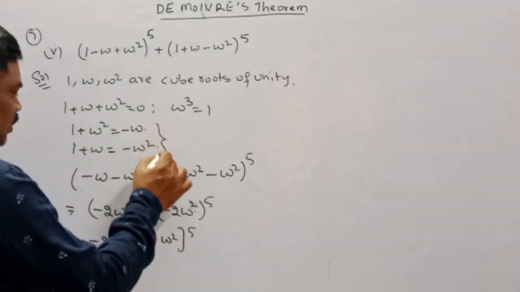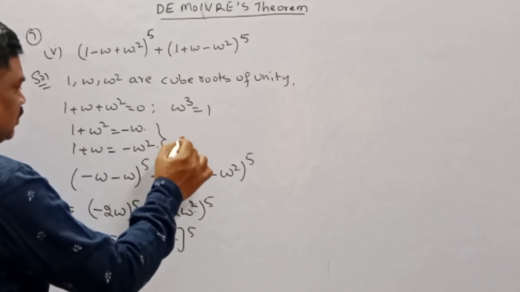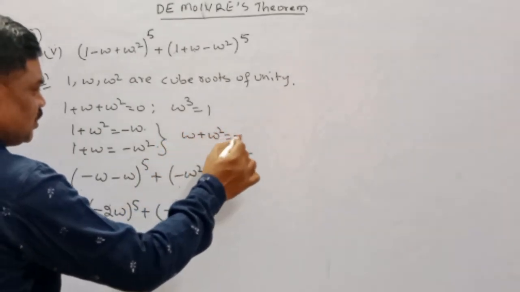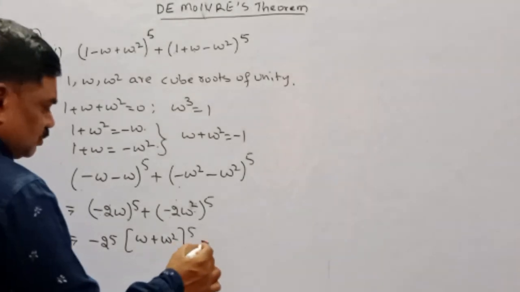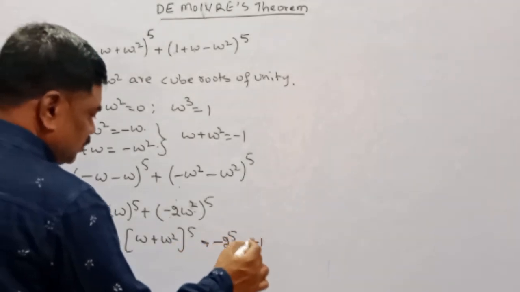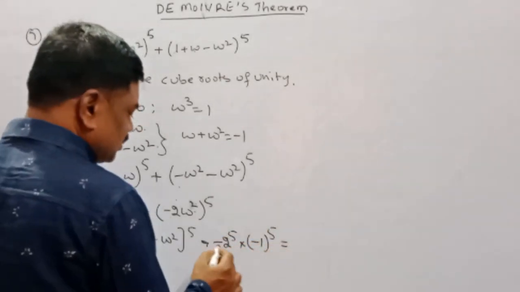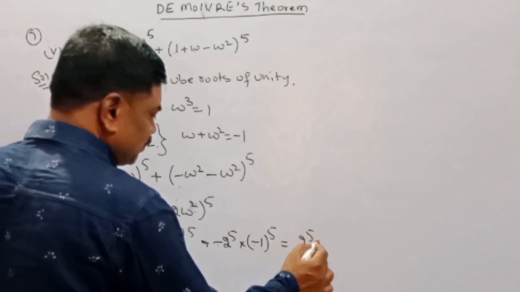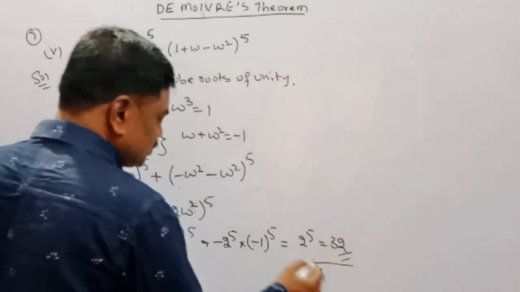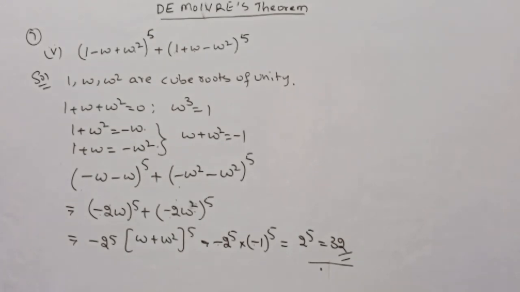But omega plus omega square is equal to minus 1. So minus 2 power 5 into minus 1 whole power 5 is equal to 1, minus into minus plus, 2 power 5 is equal to 32, is the answer. So from the given, 1 minus omega plus omega square whole power 5 plus 1 plus omega minus omega square whole power 5 value is 32.